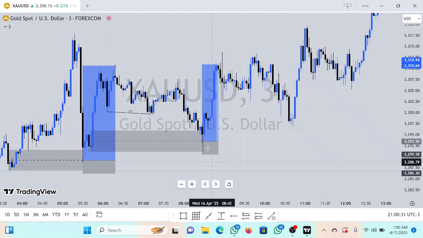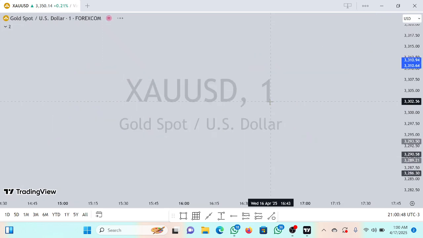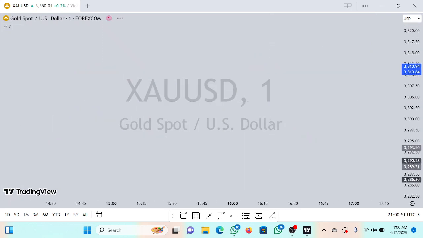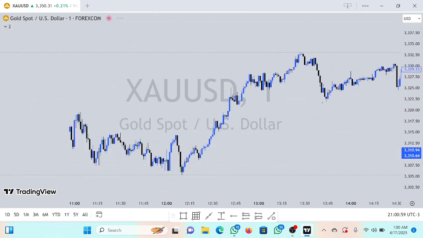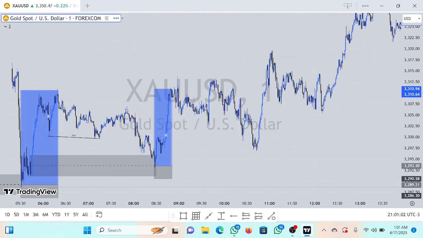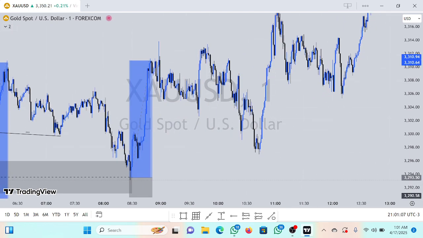At this point right now, market has created another mitigation block. At this point here, if you go to the 1 minute time frame, there's a little setup I caught here, which is this breaker block.